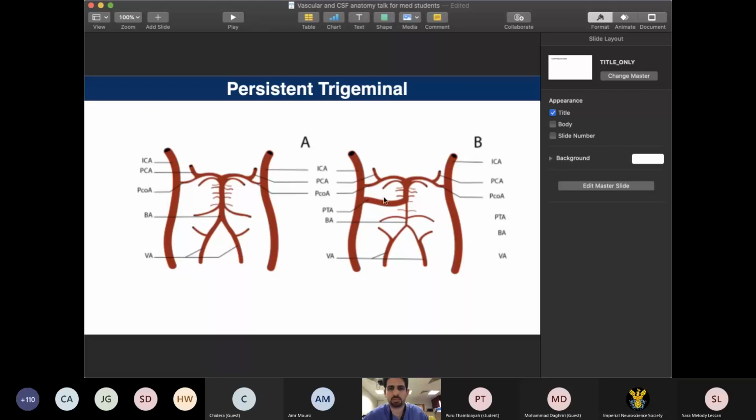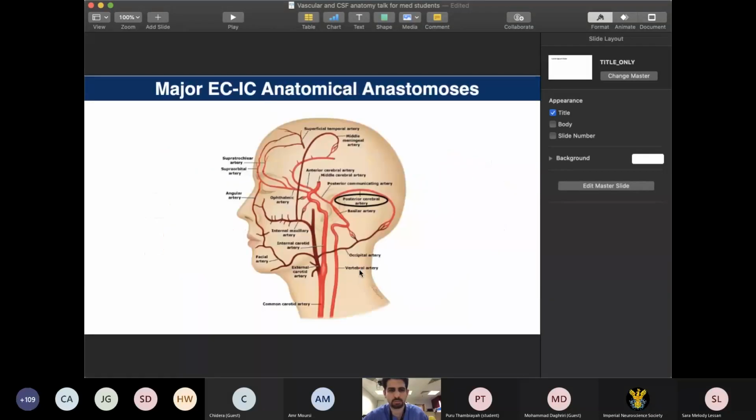Again, persistent trigeminal, very rare, but if you do have one, you end up with an underdeveloped posterior circulation. To go back full circle to the external carotid artery, the external carotid artery anastomoses with the internal carotid artery at multiple points. I would ignore this posterior cerebral bit. There is anastomosis with the occipital artery, but that's not directly with the posterior cerebral artery. It's more with the posterior meningeal arteries.